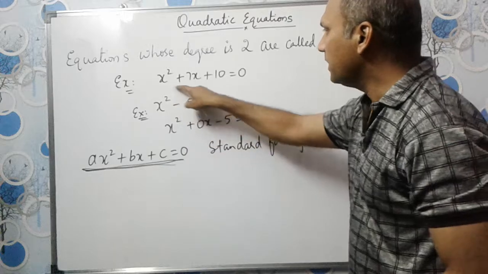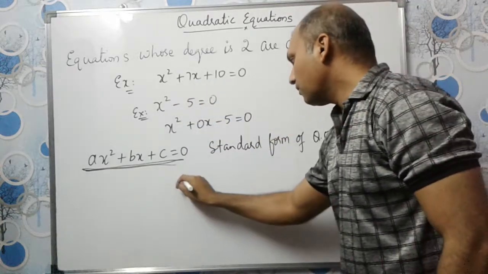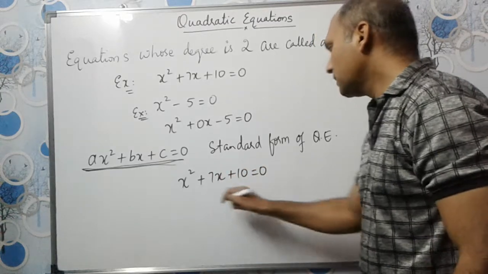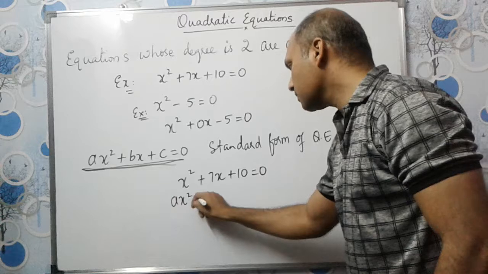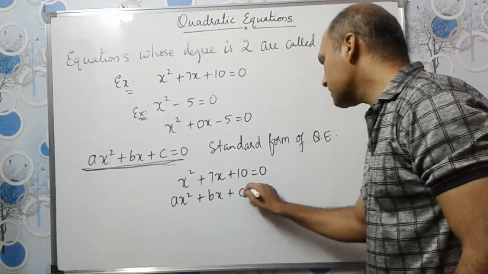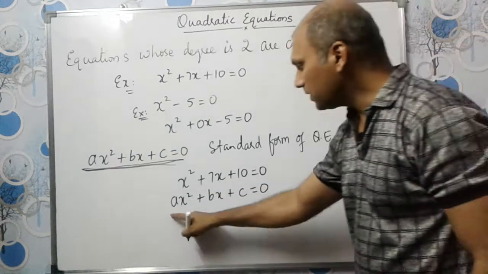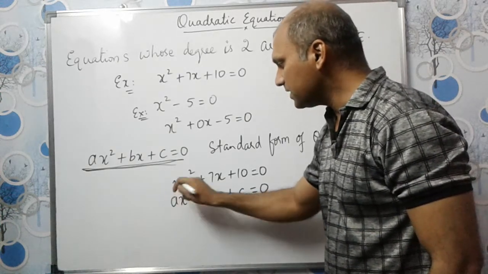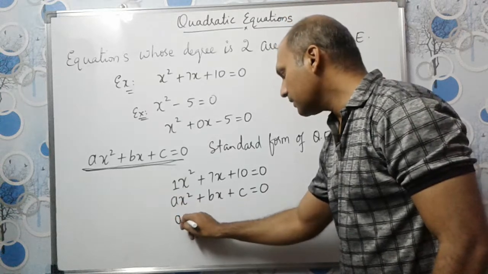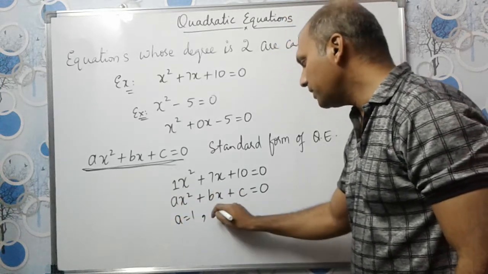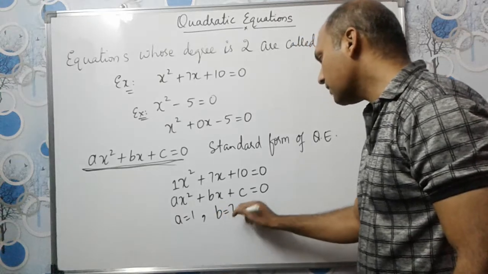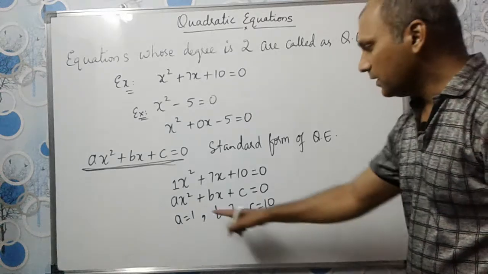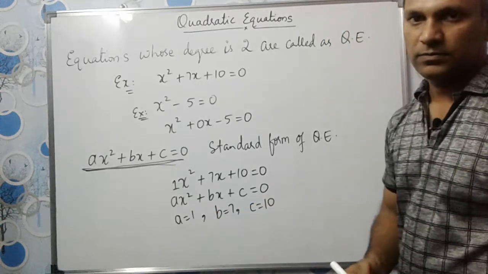Like for example, let us take this one first. We have x square plus 7x plus 10 is equal to 0. See, this is in this form only. It is ax square plus bx plus c is equal to 0. Now tell me, what is the value of a? See, x square is x square. If we don't have anything here, that means it is 1 there, right? So a is equal to 1. b is equal to 7. c is equal to 10. So a is 1, b is 7, c is 10.